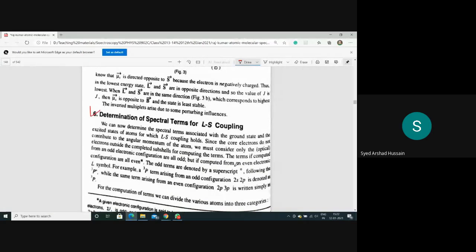So let us take one example of how the spectral terms or features will be determined using the LS coupling scheme. Earlier we saw that all L will couple together and result in a capital L having more than one value. Similarly, all S will interact, resulting in a capital S having more than one value. Then all capital S and L will interact. So now see, due to these interactions, how terms are affected.